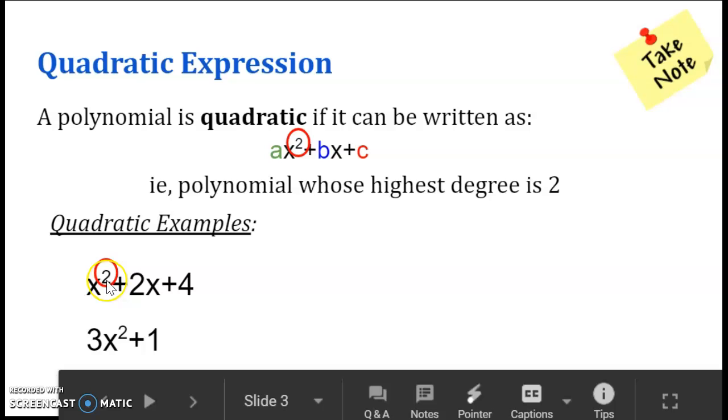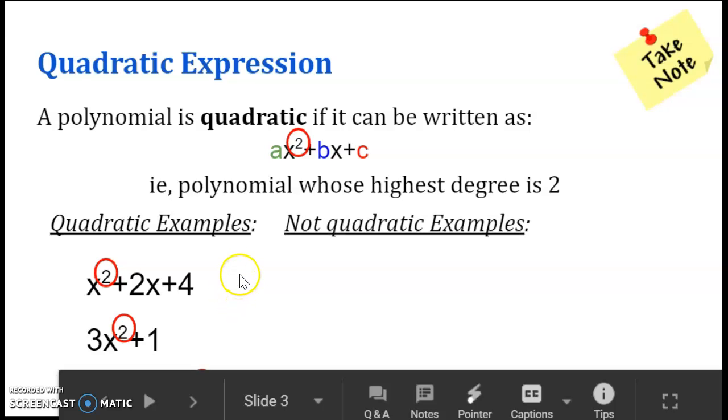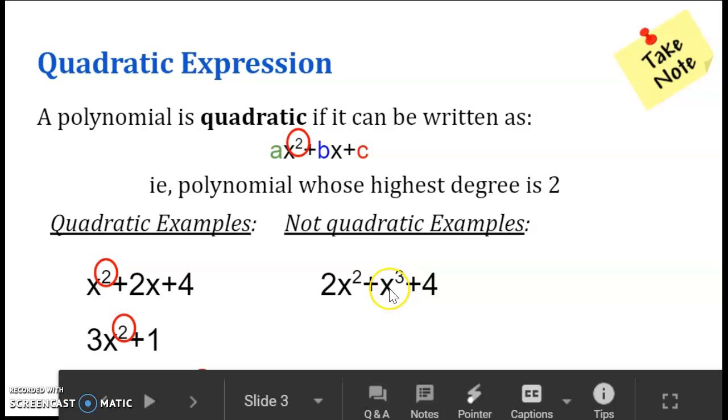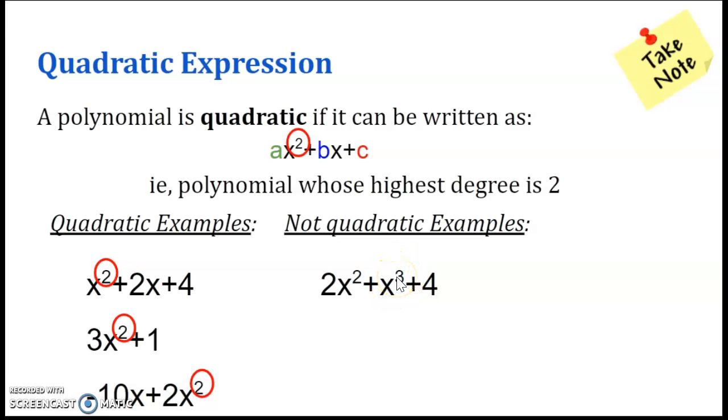Because the exponent of highest degree is 2 here, and highest degree is 2 here, and highest degree is 2 here. Let's look at some not quadratic examples. This one, 2x squared plus x cubed plus 4, is not quadratic. Why? Because you have x to the power of 3. So the highest exponent is 3. Therefore, this is not quadratic.